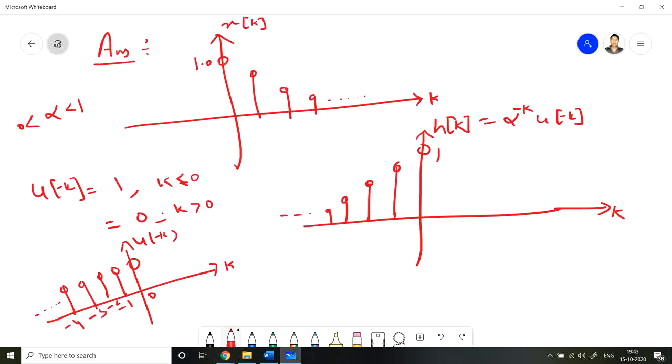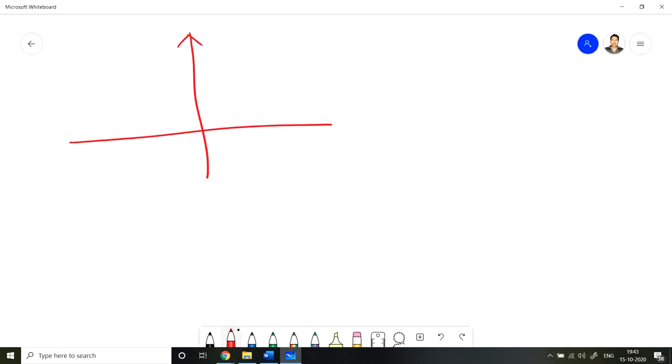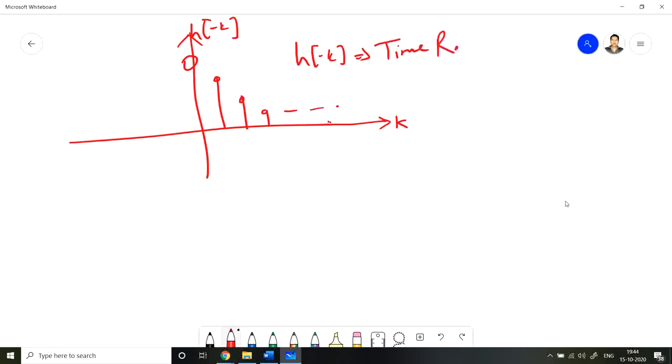So this is hk. So what is the graph of h minus k? Let us draw the graph of h minus k. h minus k is just the mirror image of hk. We have a reflection, the time reversal. So it is basically the time reversal of hk.